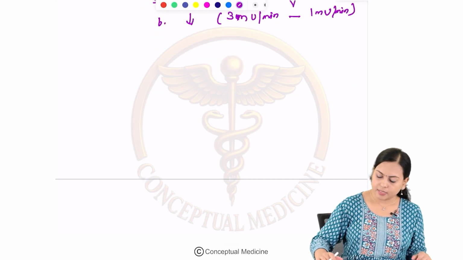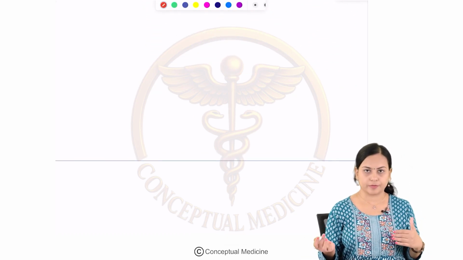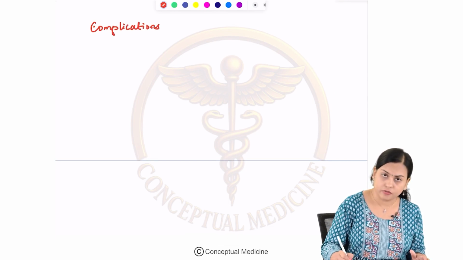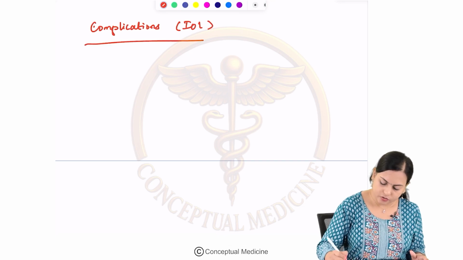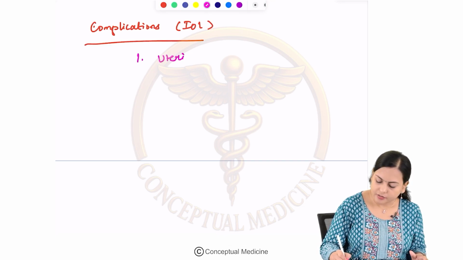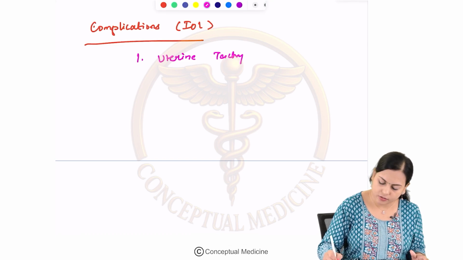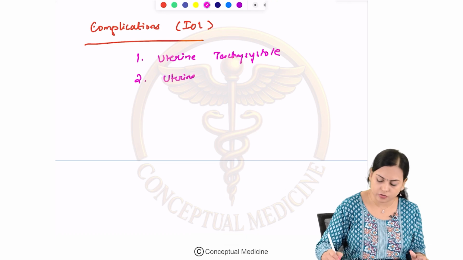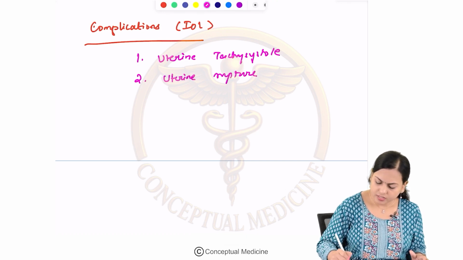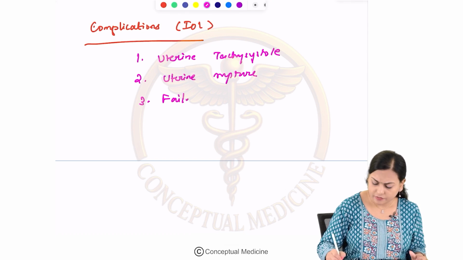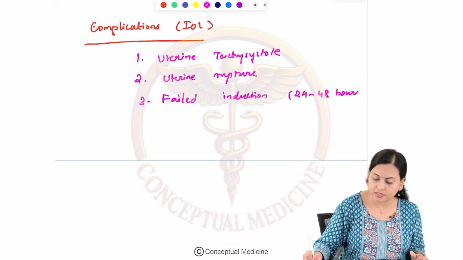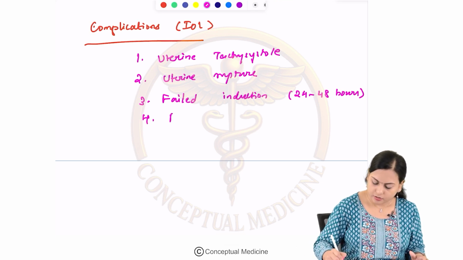Okay. Now, we will see the general complications of induction of labor. Okay. So, what are the complications of induction of labor? Complications of induction of labor include, already as we have seen, there can be uterine tachysystole, or sometimes there can be chances of uterine rupture also. Then sometimes it can end in failed induction. Okay, suppose there is no progress in the Bishop's score even after 24 to 48 hours, then it can be considered as failed induction.